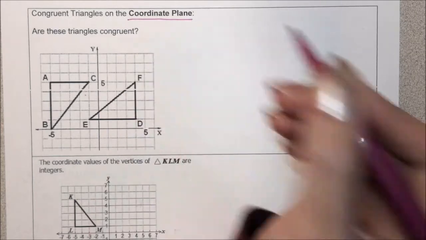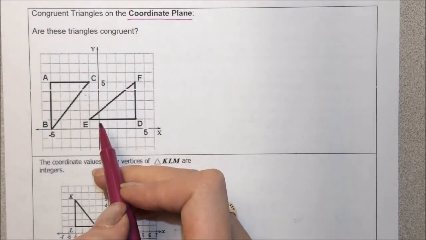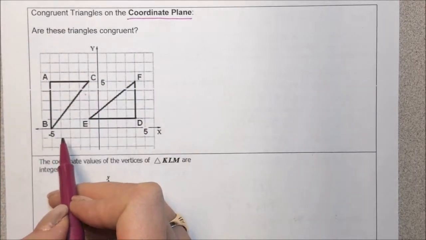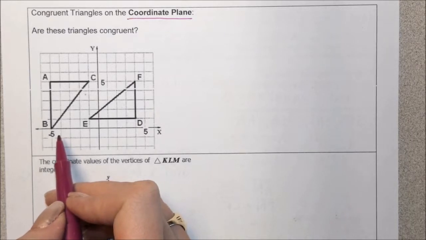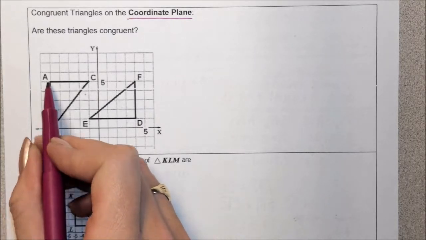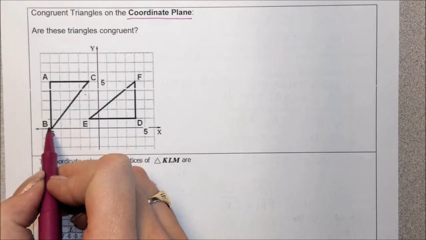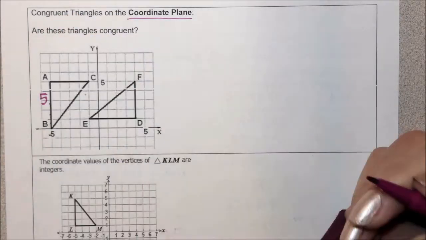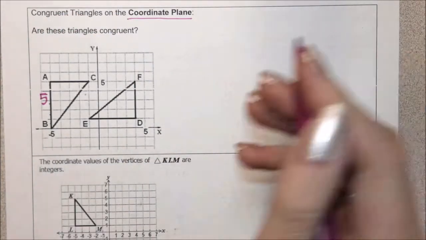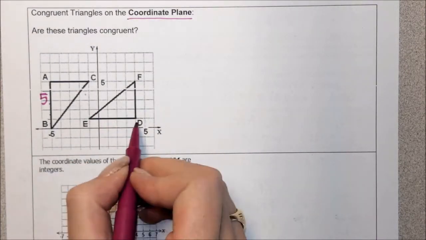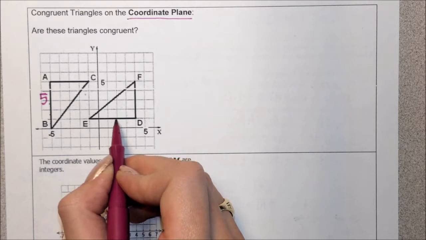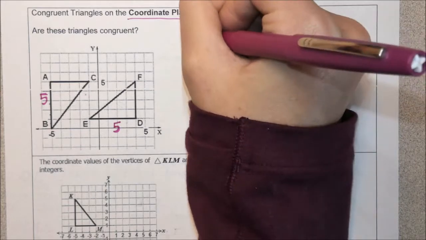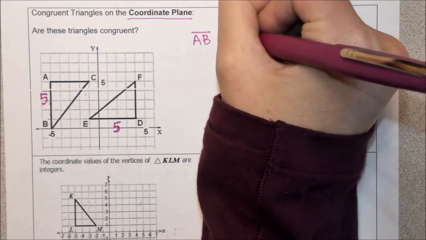Sometimes you're going to see them on the coordinate plane, and it looks a lot more intimidating than it actually is. So if we ask if these triangles are congruent, well, one really easy thing I can do on the plane is just count how long the sides are. So if I look at this side right here, it's a nice straight line following the grid, so I can count 1, 2, 3, 4, 5. That is 5 units long. If I look over here, kind of looks like this side might be the same, so let's check. 1, 2, 3, 4, 5. It is the same. So I'm going to go ahead and point out that AB is equal to ED.